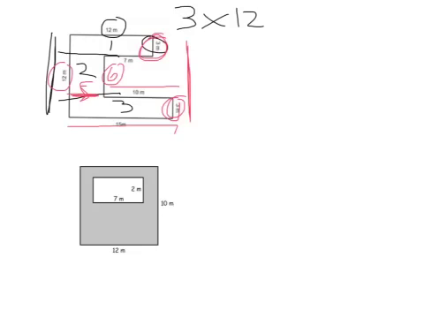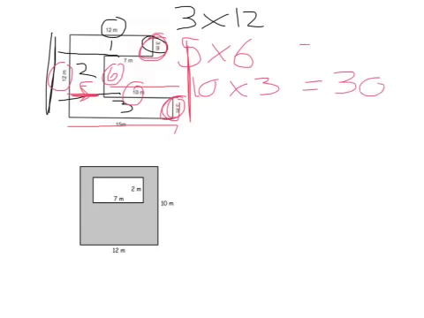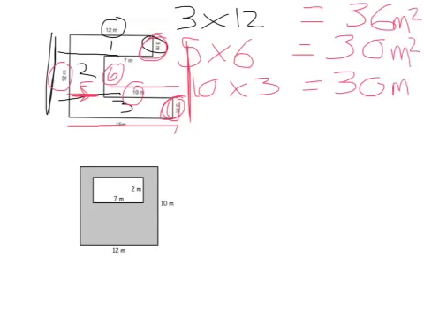So for rectangle 2, I've got 5 times 6. For rectangle 3, I've got the 10 and the 3, which makes 30. 5 times 6, sorry, is 30, and 3 times 12 is 36. Again, this time they are metres, so the answer for each one would be metres squared. And then to find the total area of the compound shape, I would add these together.